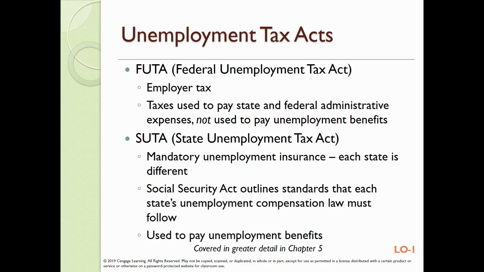Unemployment Tax Act. So there's two of them, FUTA and SUTA. The Federal Unemployment Tax Act was also passed as part of the New Deal, 1935, 36, somewhere in there. And it's a tax that's paid by your employer. You don't pay it out of your paycheck. And it's really small. It's negligible. It's 0.6%, so it's really, really small.